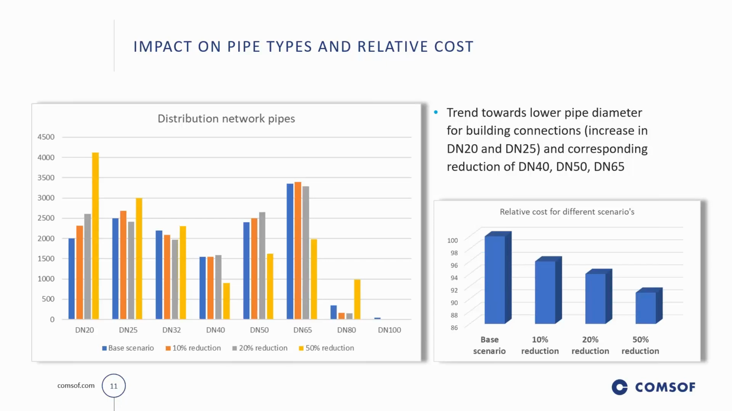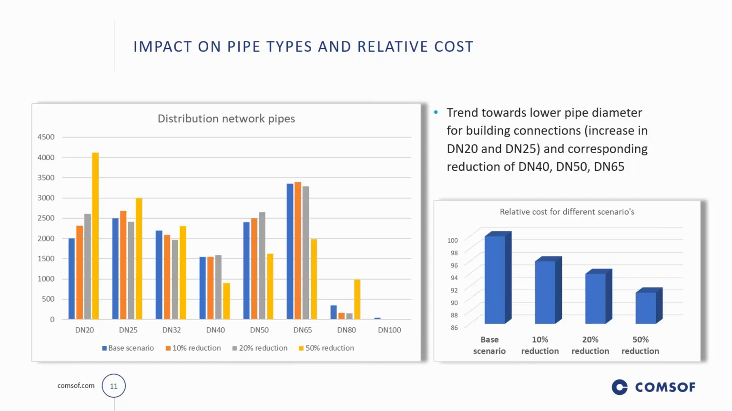Of course, there's also a cost reduction. If you look at the cost reduction of the situation where we have a 50% heat demand reduction, it's about 8–9%. So it's not proportional with the heat demand reduction. That can be explained by the fact that the trenching cost is quite dominating here.